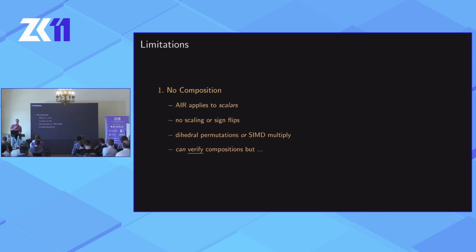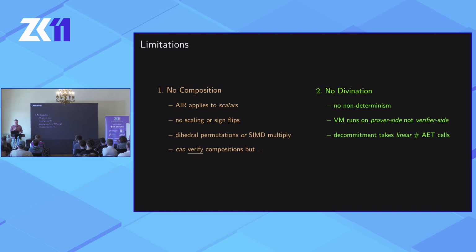All right, so this construction is nice, but it's not perfect. And one limitation is that you cannot compose polynomials. And that wouldn't be such a big problem because you can still verify that two polynomials composed correspond to another. You can still verify this, but you cannot non-deterministically guess polynomials. That's the second limitation.